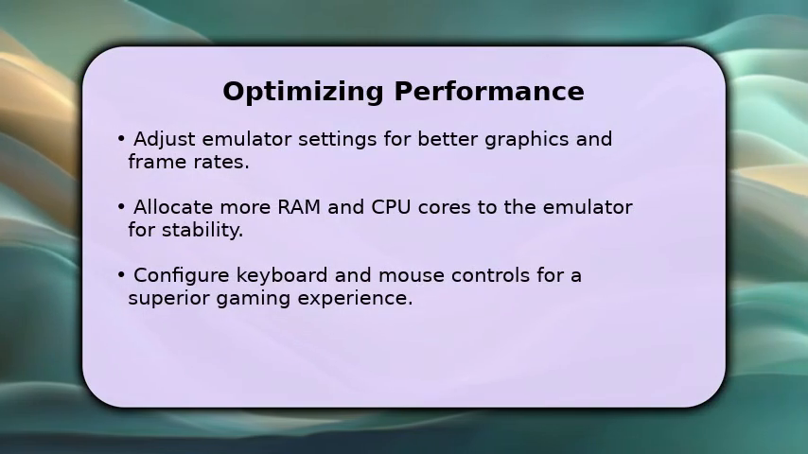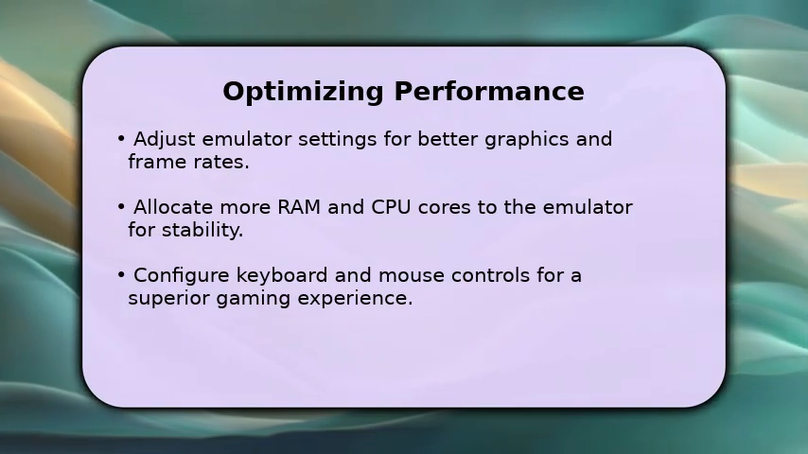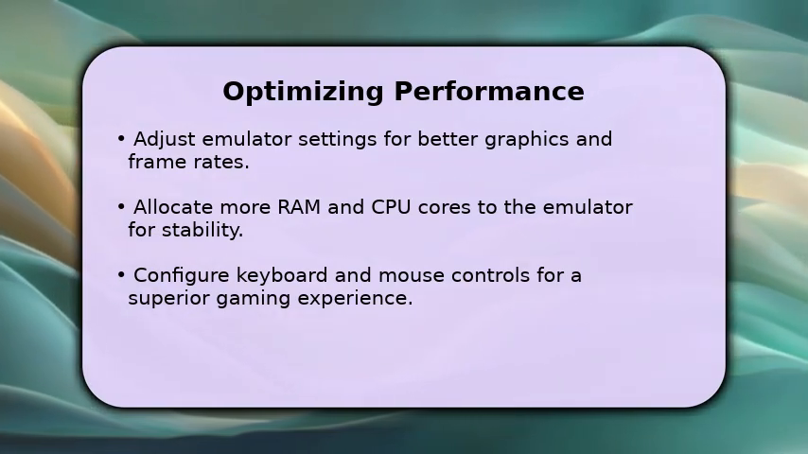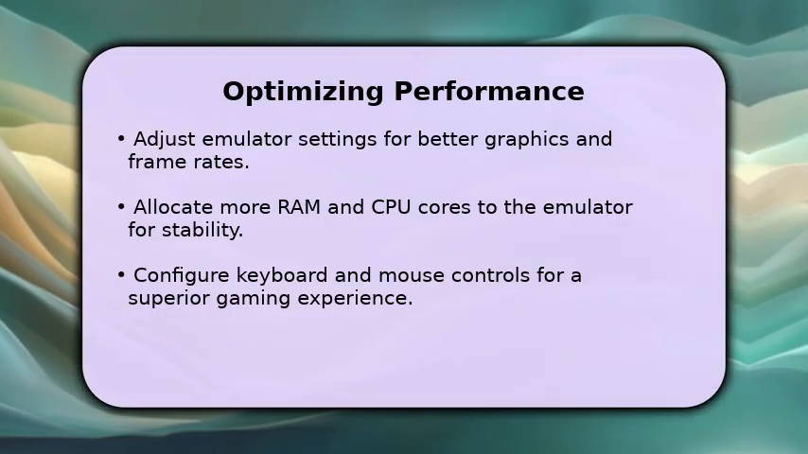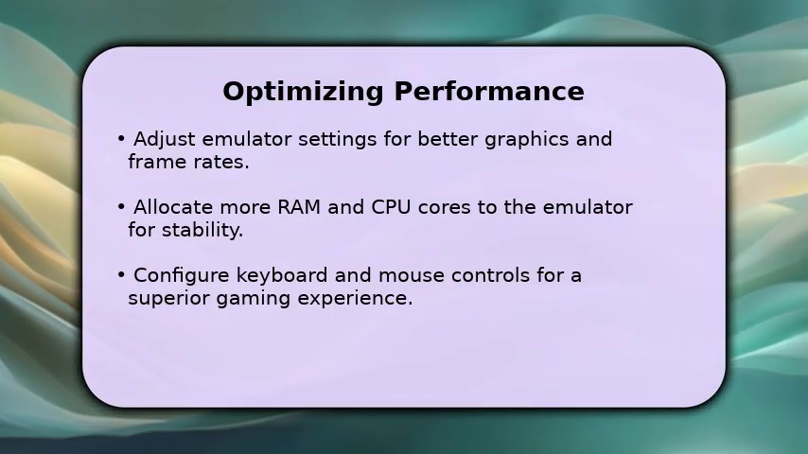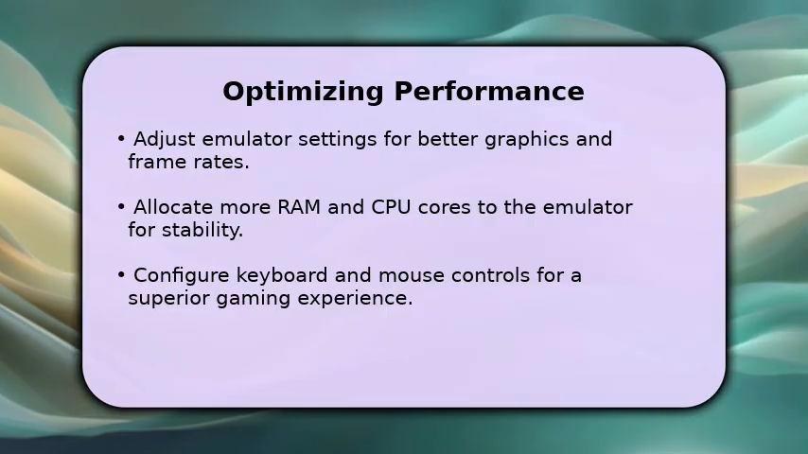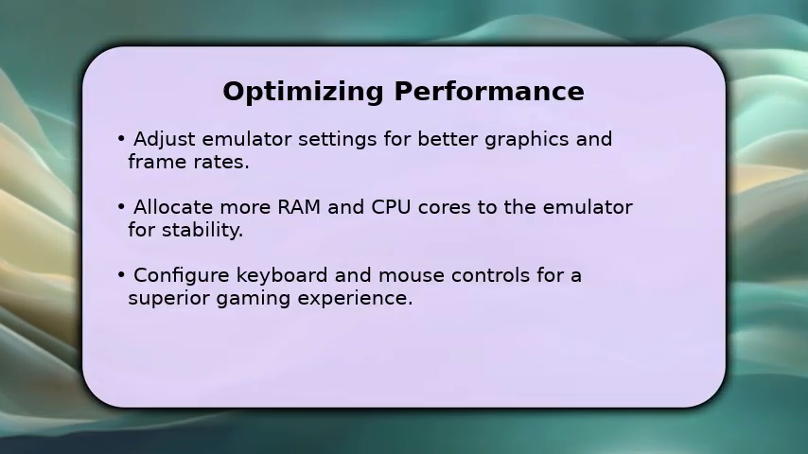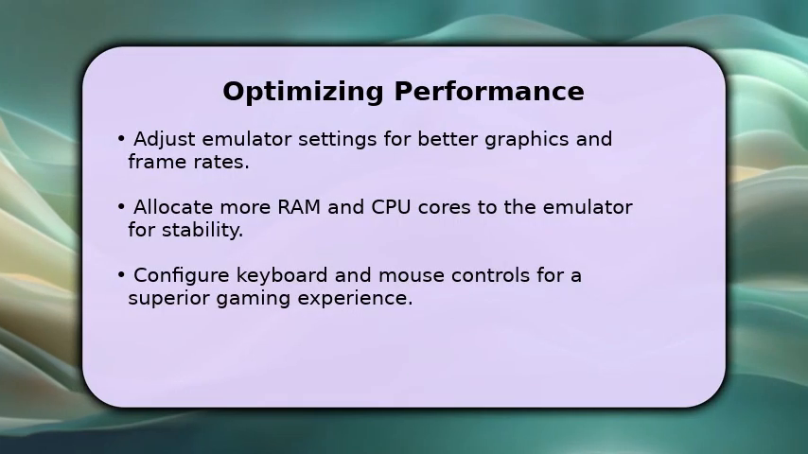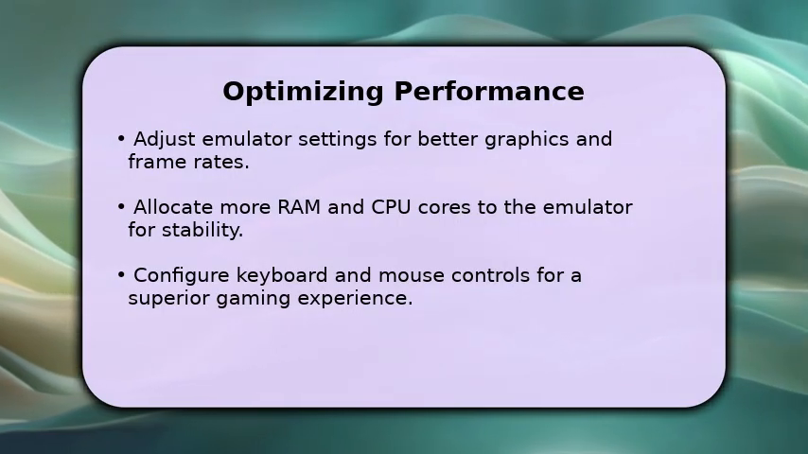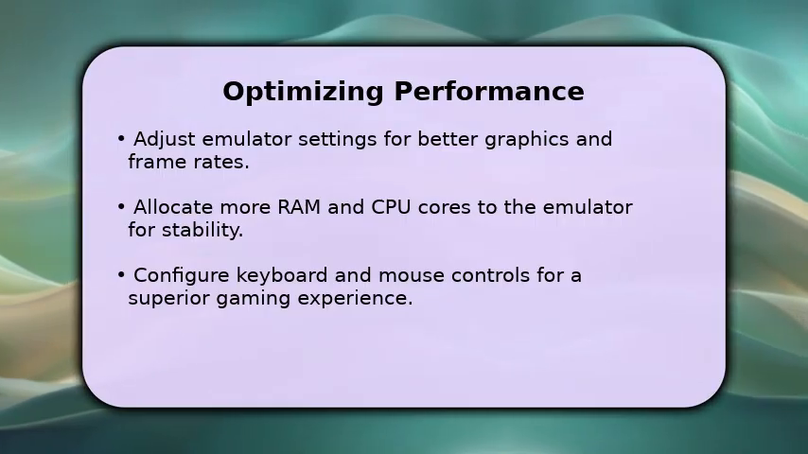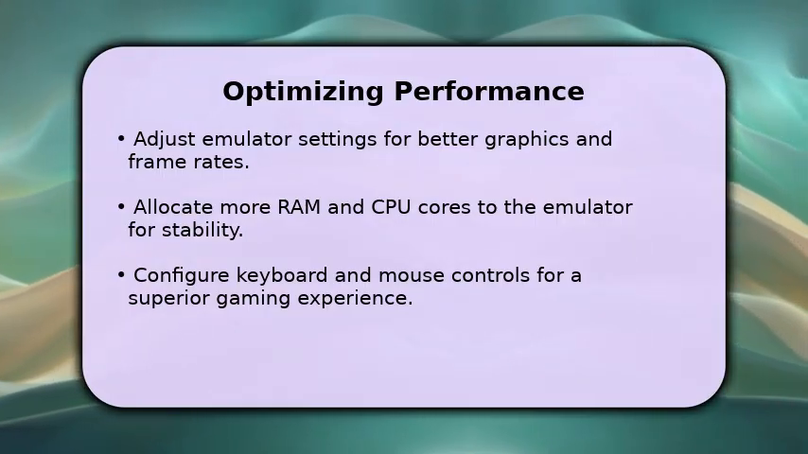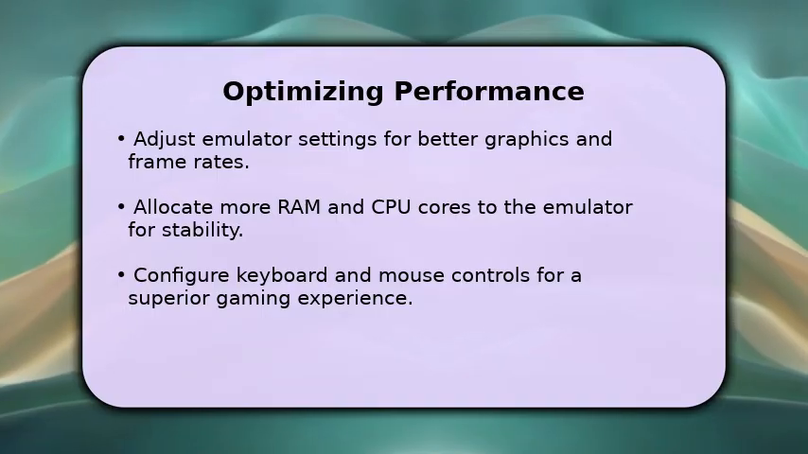To ensure the best possible experience, optimize your emulator settings. Increase the allocated RAM to at least 4 GB and assign 4 or more CPU cores for smoother performance. Experiment with different graphics settings within the emulator and the game itself to find your sweet spot. Finally, customize your keyboard and mouse controls for precise aiming and movement, giving you a competitive edge in Warzone Mobile.